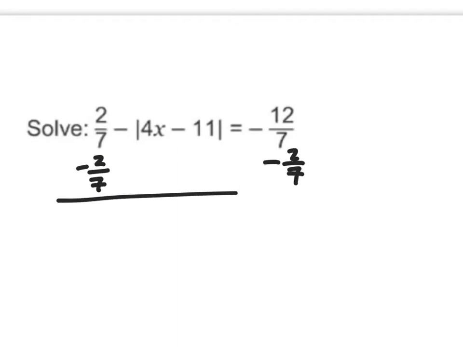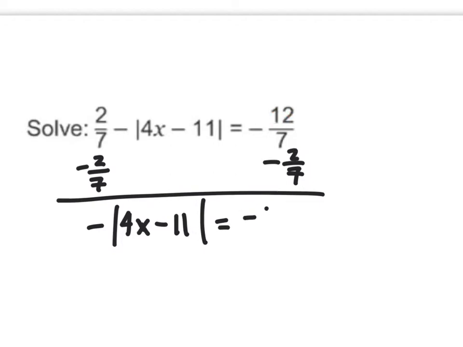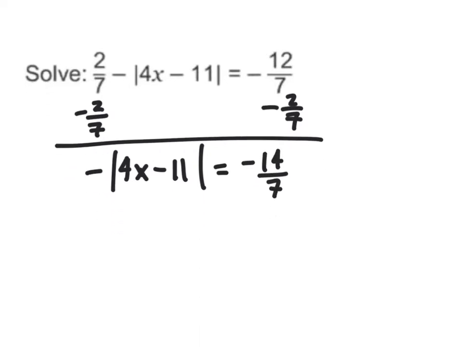Thank God I've got a common denominator. I didn't feel like doing that again, but if we had to, we have to. So I've got the negative absolute value of 4x minus 11, and this is equal to, check this out, negative 12 minus 2 over 7. This gives me negative 14 over 7. So really what happens here is I get the negative absolute value of 4x minus 11 is equal to negative 2.